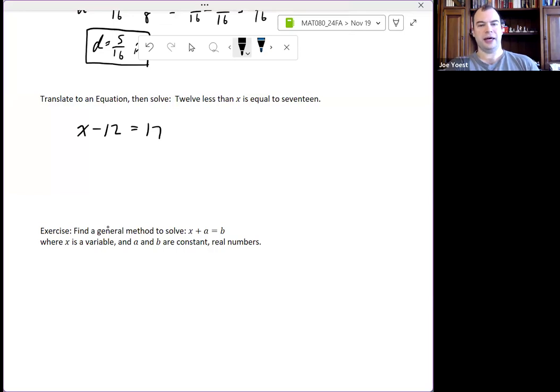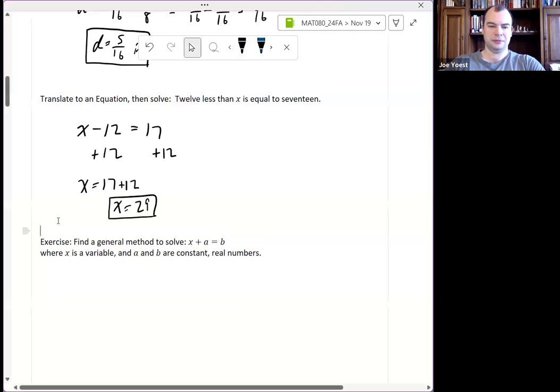And again, we see that we have an equation where I have variable plus or minus number equals number. And I know that I can add or subtract this number. In this case, I will add 12 to counteract the minus 12. And I'll do that to both sides. And I see I get x equals 17 plus 12, or 29.